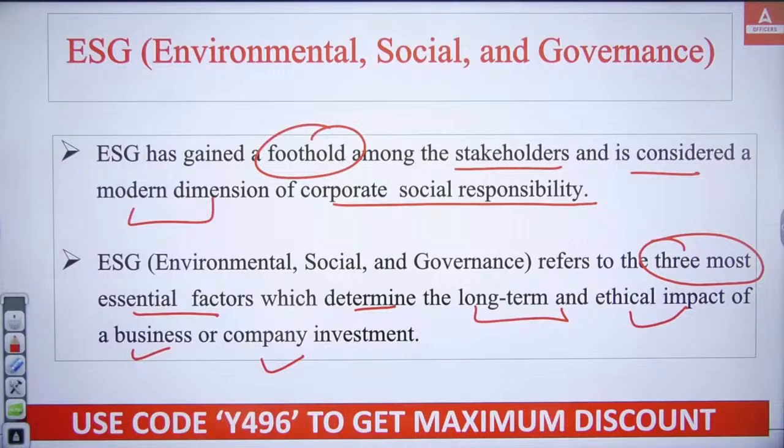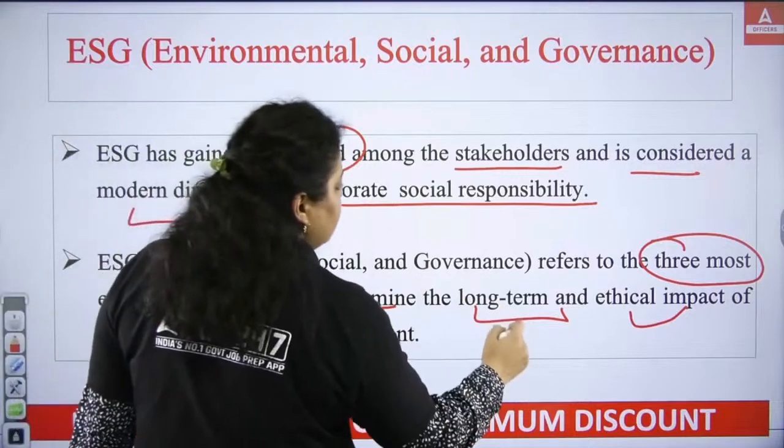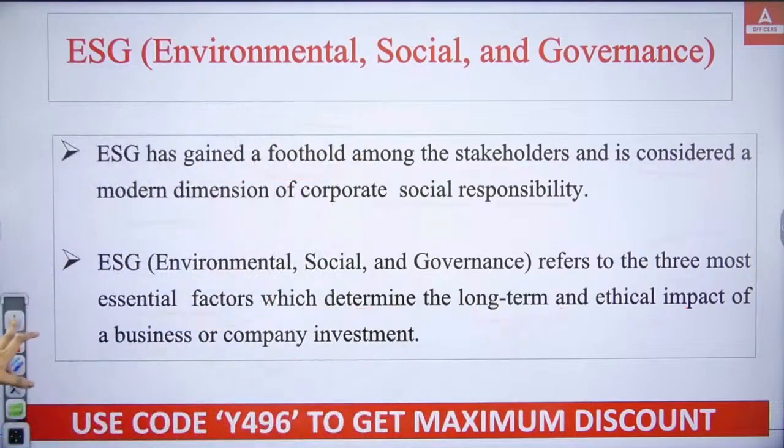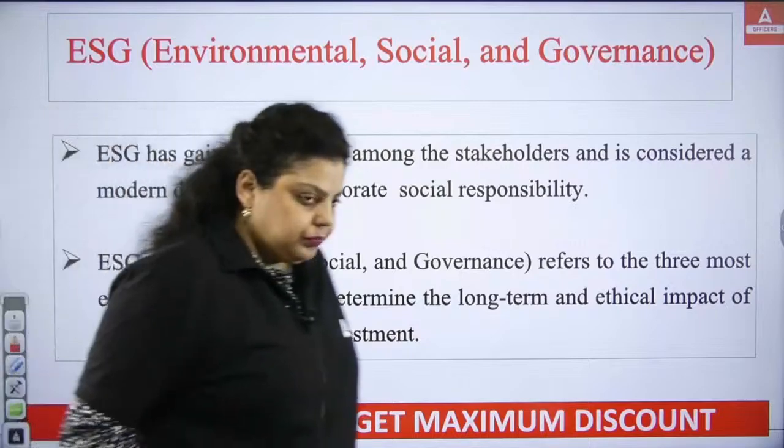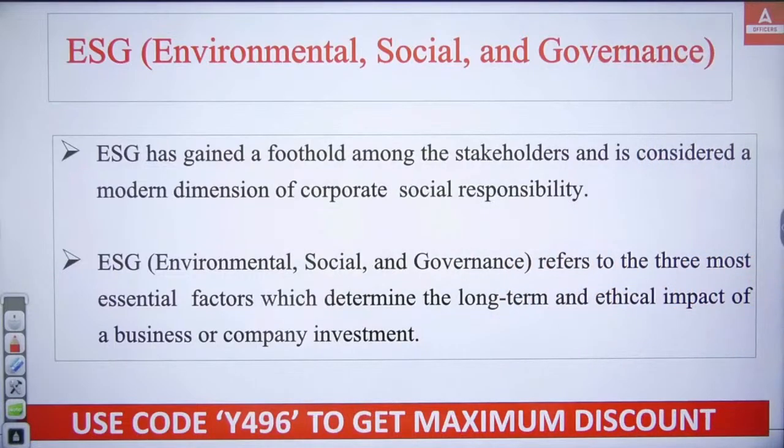So what are we talking about here? Simply we are saying, when we talk about the ESG, what is the ESG actually doing? ESG refers to those three most essential factors that determine the long-term and ethical impact of a business or a company investment. So let's say environmental, social and governance. These are the three most essential factors. If the investment you are going to do is related to any of these three factors, it becomes ethical.